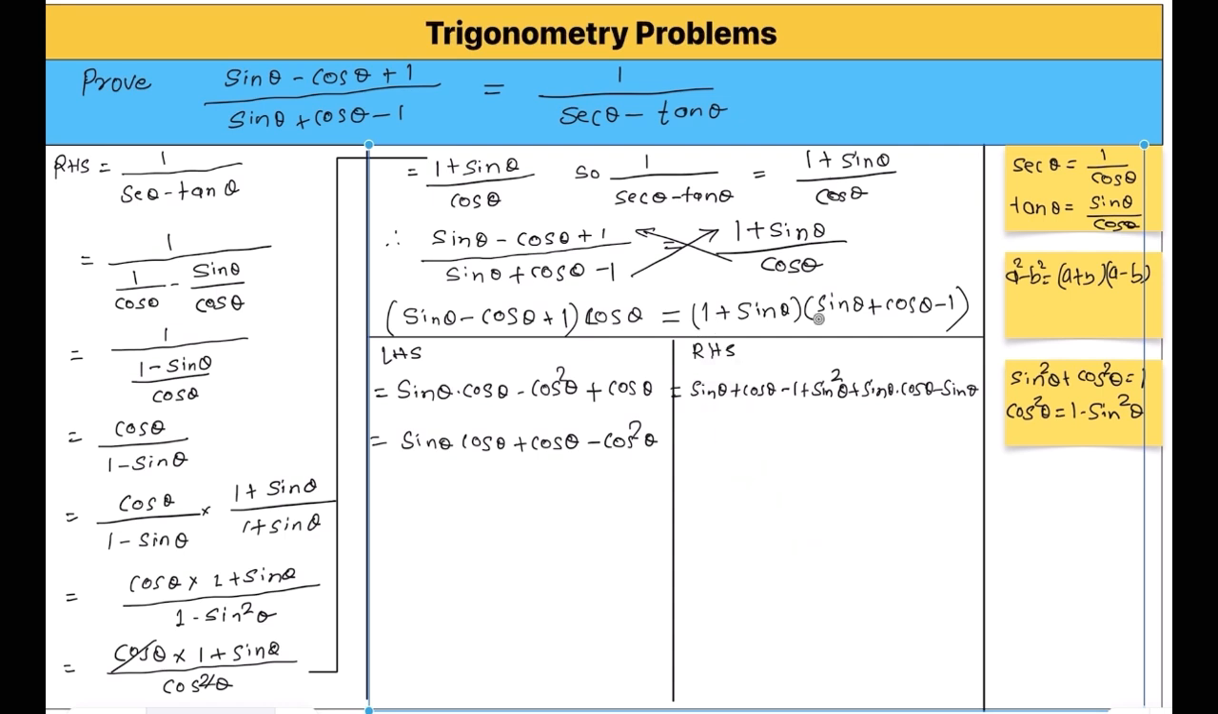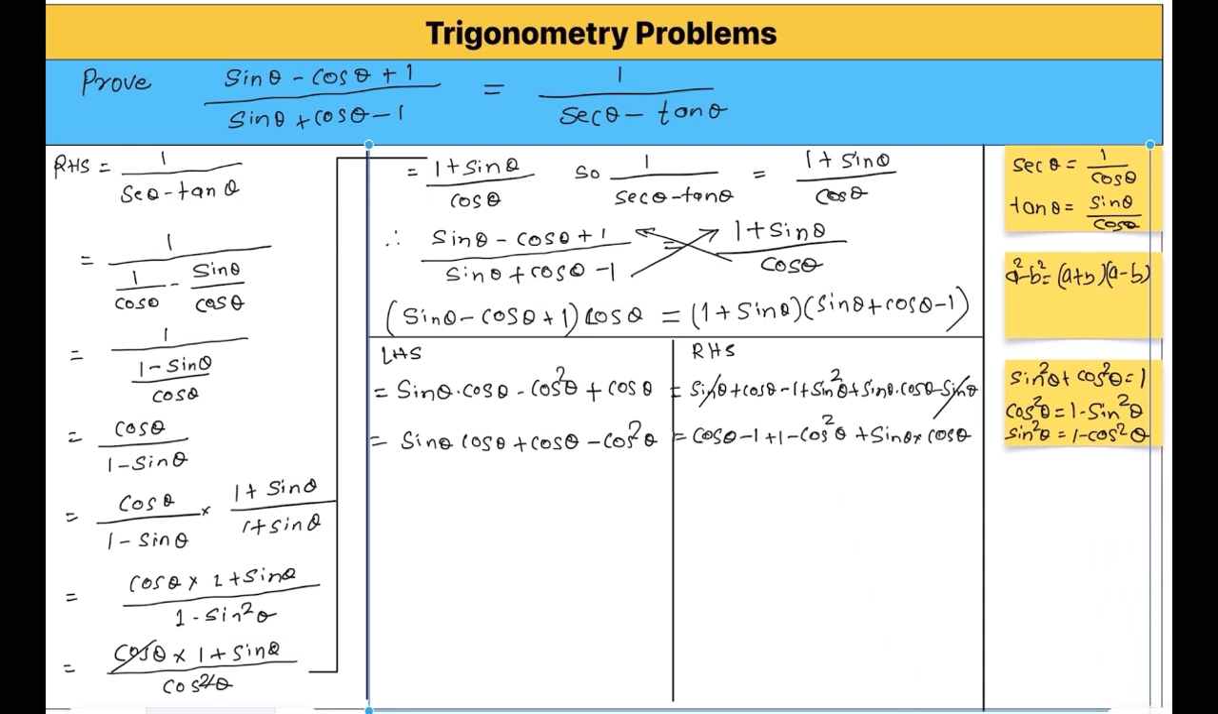1 into sin theta plus cos theta minus 1. It remains same. So it remains sin theta plus cos theta minus 1 as it is. Now sin theta into sin theta, we get sin square theta. Sin theta into cos theta, sin theta into cos theta, sin theta into minus 1, we get minus sin theta. Plus sin theta and minus sin theta get cancelled. And we have already learned sin square theta plus cos square theta is equal to 1. Simplifying, we get sin square theta is equal to 1 minus cos square theta. We have sin square theta here, so we can replace it with 1 minus cos square theta.